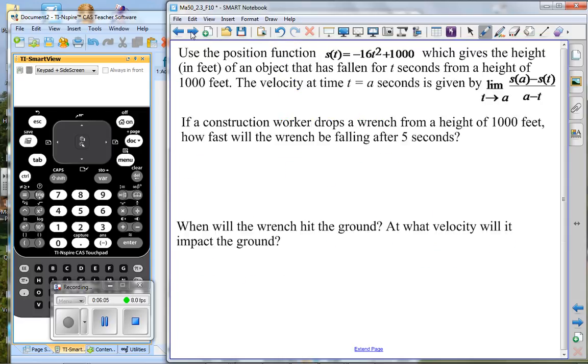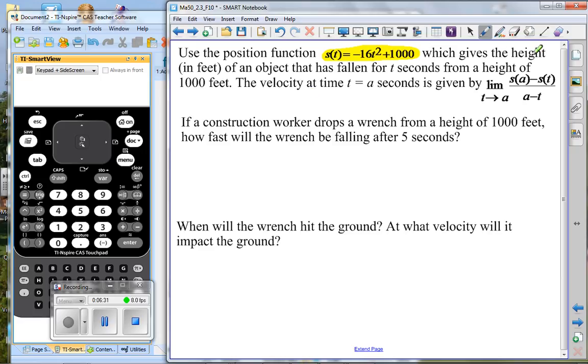We have a problem now. This is the last problem of our set 2.3. And we're going to use something which is called the position function. We're going to see that coming up other times in our work. It is the function we use to determine the position of an object, one that's being either shot into the air or dropped from a height of something.